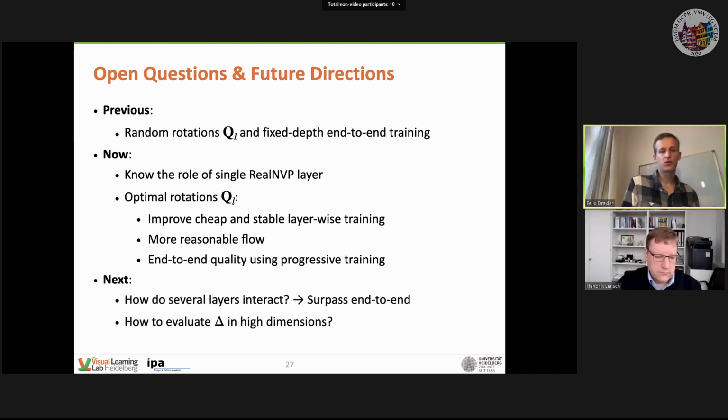As a next step, we propose to treat layers that interact so that we can hopefully surpass end-to-end training. And it's also open how we should evaluate this loss improvement in high dimensions.